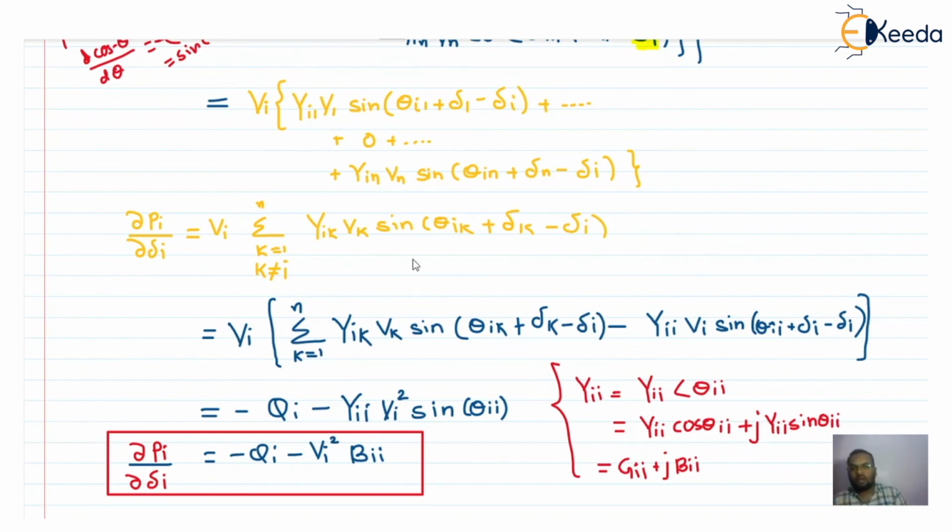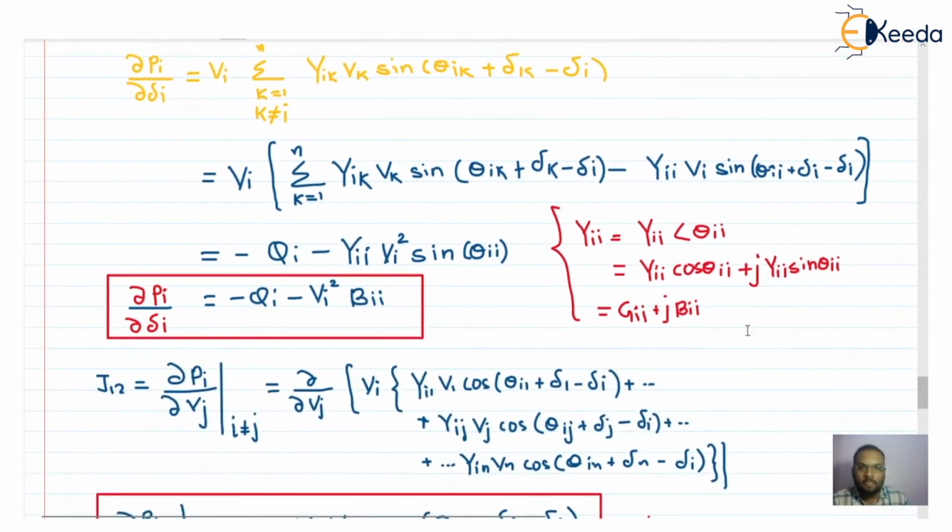Now I'm going to make some changes here. That ith term is missing now. So I add the ith term and subtract the ith term. Try to understand this. If I add the ith term here, the k not equal to i condition goes away. As I'm adding that term, I must subtract the same term, where k is equal to i: Yii Vi sine of theta ii plus delta i minus delta i. So we add and subtract.